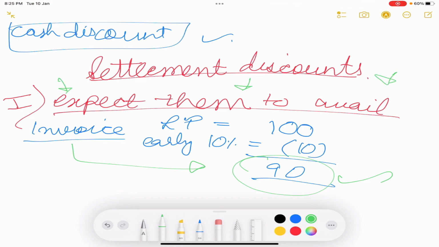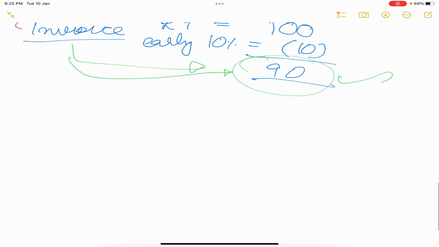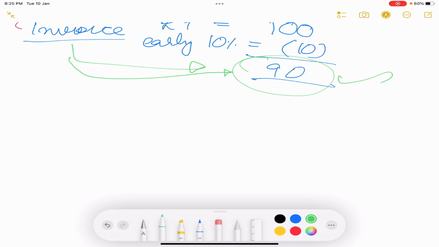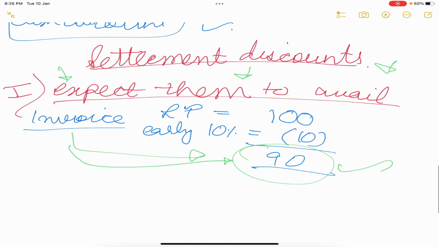While preparing the invoice itself, we expected that they will take the advantage of the sales discount. We have assumed that they will take the advantage of the settlement discount. Since we have already expected this, my invoice will be of the expected value, which is 90, after deducting the settlement discount. Okay, so we expected them to avail.